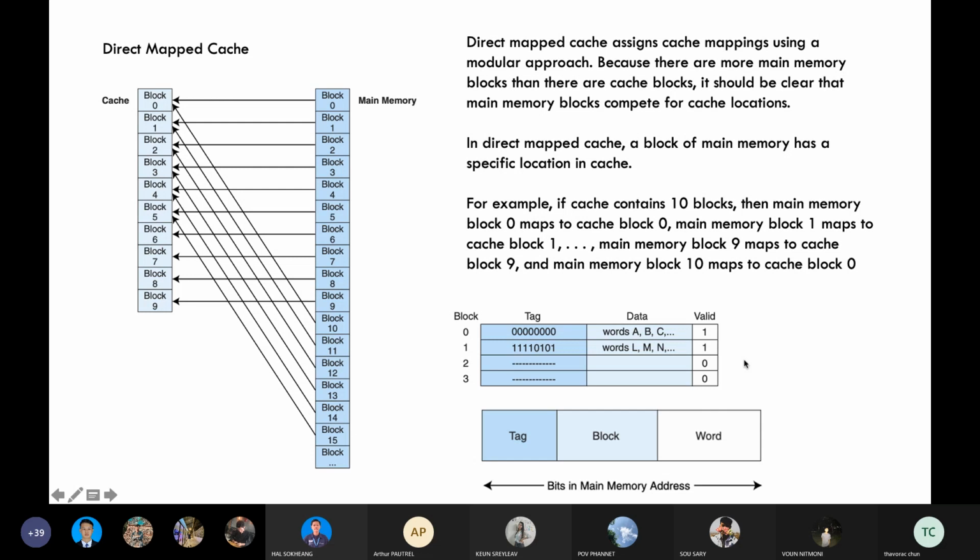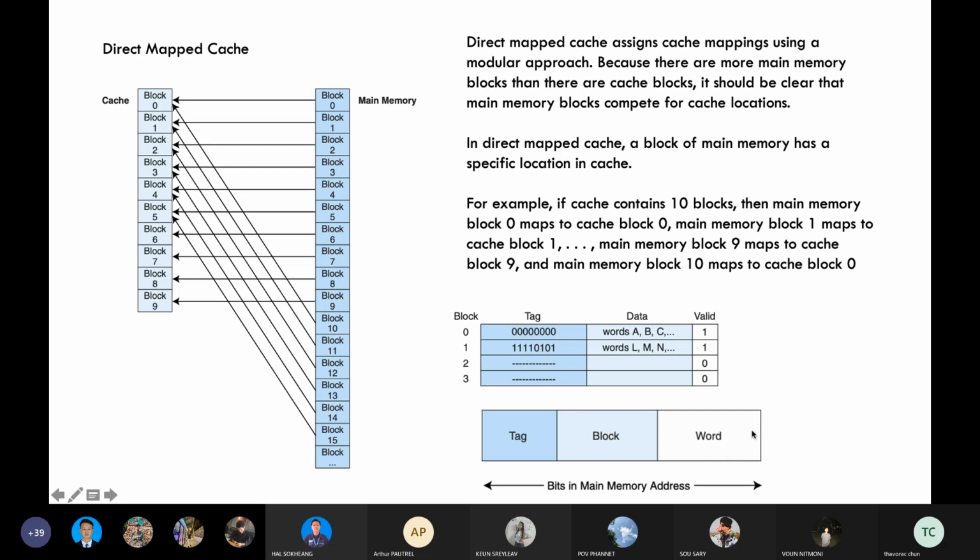Based on this table, you can convert the memory address into 3 sections. The first section is the tag, referred to here. The second section represents the block number, because you need to know which block the data that the CPU wants is located in. And the last one represents the word.